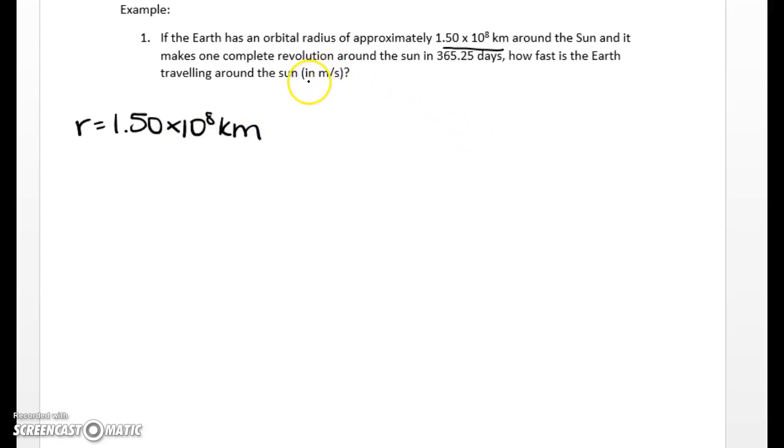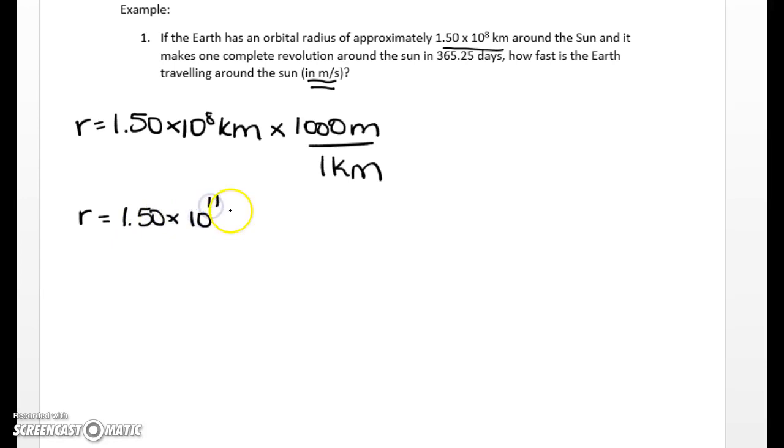In this question, it specifically says to be working with meters per second. So what I want to make sure that I do is convert this kilometers to meters. In order to do that, we're going to use unit analysis. Here we know that there is 1,000 meters in 1 kilometer. So essentially what we're going to do is take this radius and multiply by 1,000. If you plug that into your calculator or do that in your head, you will find that you have 1.50 times 10 to the power of 11, and our new units here are in meters.